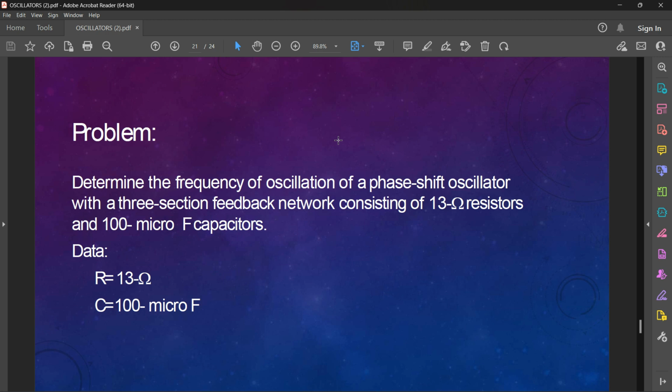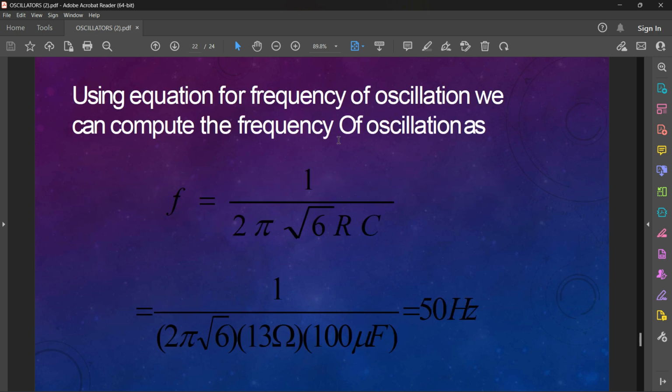Determine the frequency of oscillation of a phase shift oscillator with a 3-section feedback network consisting of 13 ohm resistors and 100 microfarad capacitors. So here it is given that R is equal to 13 ohm, C is equal to 100 microfarad. Using the equation and substituting the values, we get f equal to 1 by 2 pi root 6 RC, which is the basic formula. Applying the values, the signal generated is taken as 50 hertz, as given over here. Use the calculator to do the calculation.